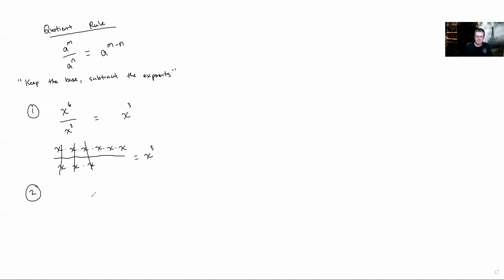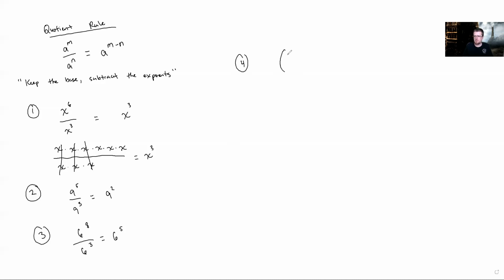And the rule is going to be the same if these are integers. So 9 to the 5th power divided by 9 to the 3rd power: 5 minus 3 gives me 9 squared. Number 3, 6 to the 8th power divided by 6 to the 3rd power gives me 6 to the 5th power. Same is going to be true no matter what it is.